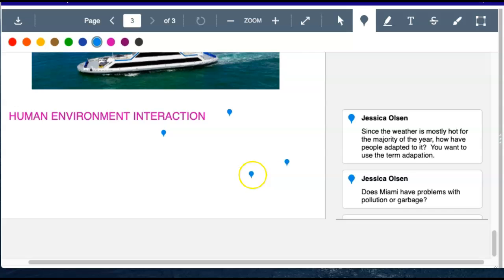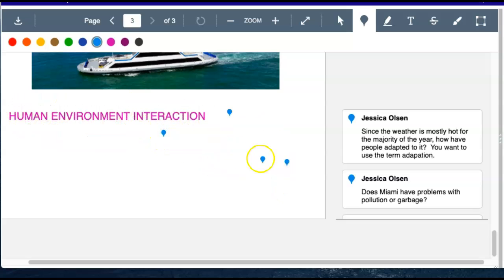human environment interaction. So here are some questions to help you think about it a little bit. Since the weather is mostly hot for the majority of the year, how have people adapted to it? Is there a certain type of clothing that people might wear? Are they going to be wearing jackets and boots in Miami, or is there going to be different attire that they might choose because of the hot weather? So I'm trying to lead you to use the term adaptation. Another thing that you can think of, does Miami have problems with pollution or garbage? Because we are talking about the environment in this section.